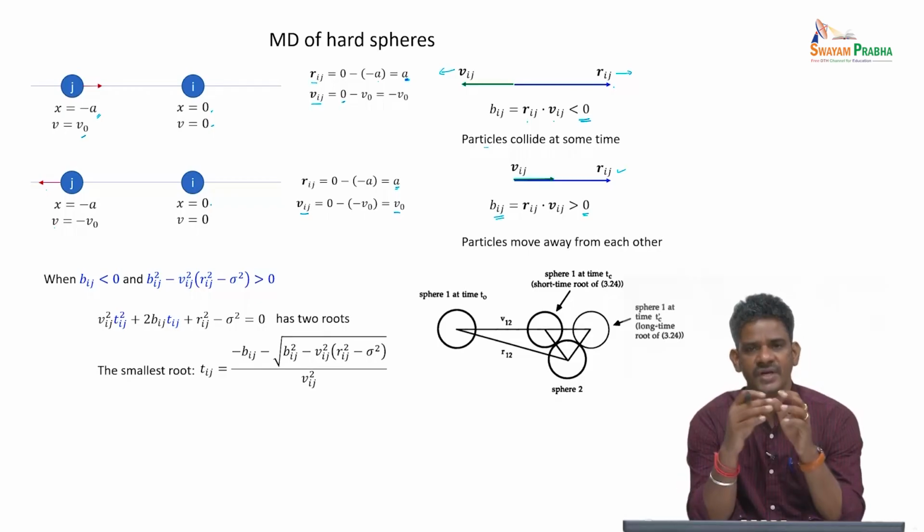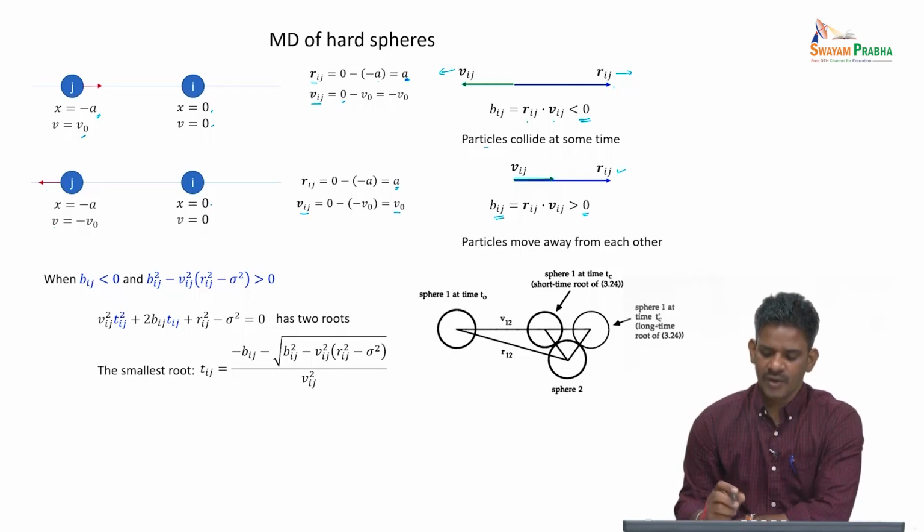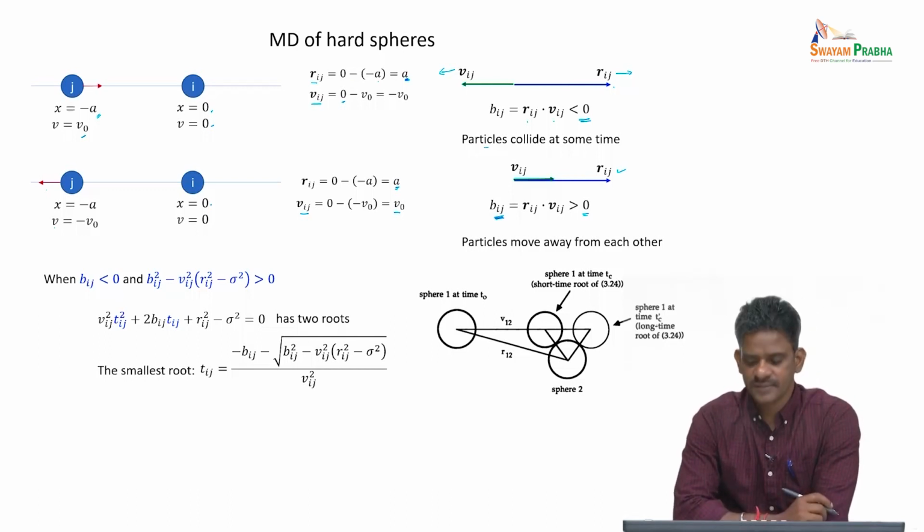This is because when you have a system of n particles, it is not necessary that all the particles will have a collision time. They may be going in opposite directions and they may never collide. So, it is important to look at only pairs which would collide at some point of time in the future. One of the ways we can screen them is to look at whether this value b is negative or not.